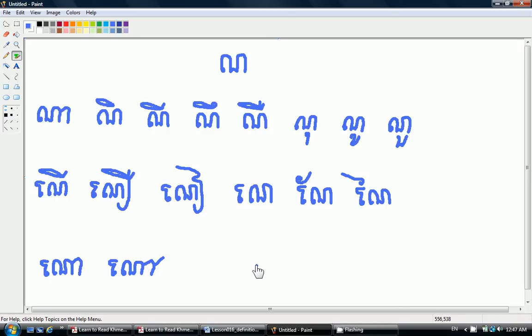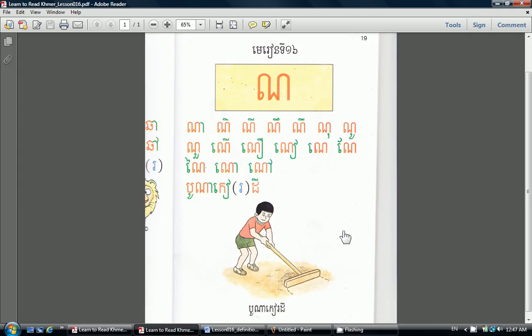Okay, so now let's review what we have learned. Lesson 16. In Khmer we say មេរៀនទី16. It's on page 19. In Khmer we say ទំព័រទី19. In this lesson we have learned the next consonant. It is consonant naw, and we have learned to combine it with the vowels that we have learned so far. Now let's read these words and phrases together.